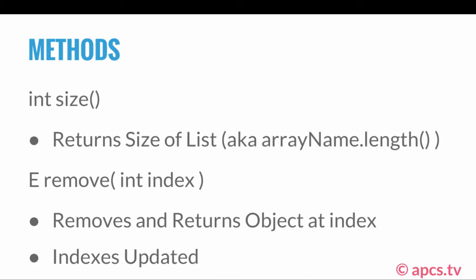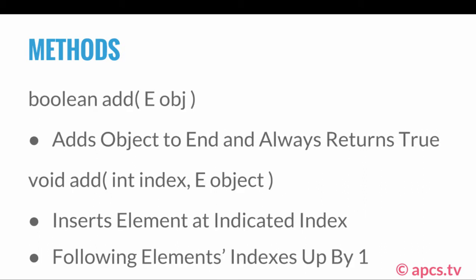And what would happen is that if that object was removed, then the element originally at the third index will be moved to the second index, and the indexes of all of the elements will be updated based on a removal. The same thing happens for an addition as well. So basically, it returns and removes the object at whatever index is specified by the argument or parameter.